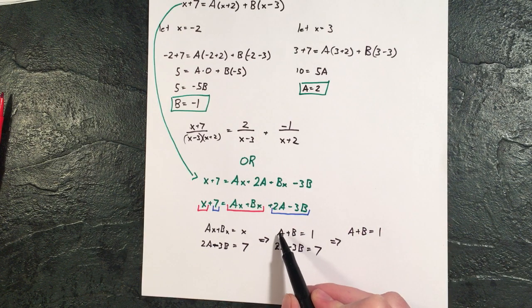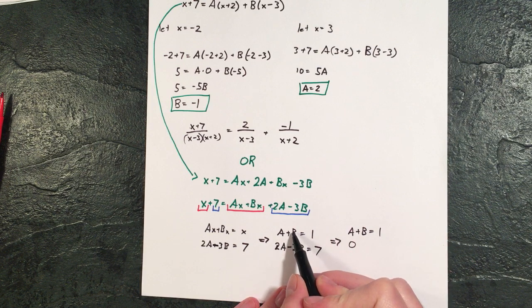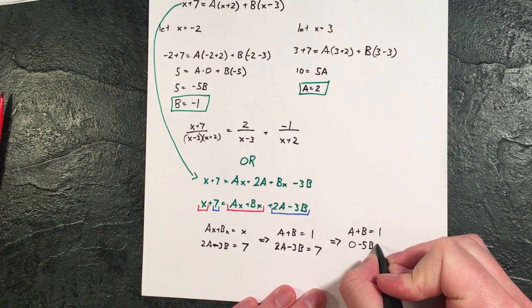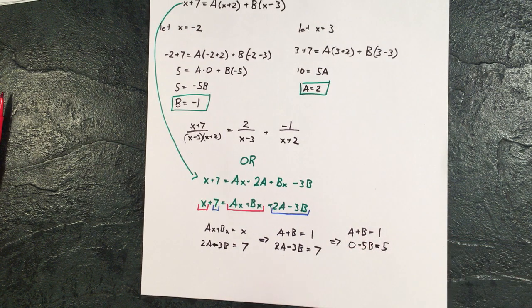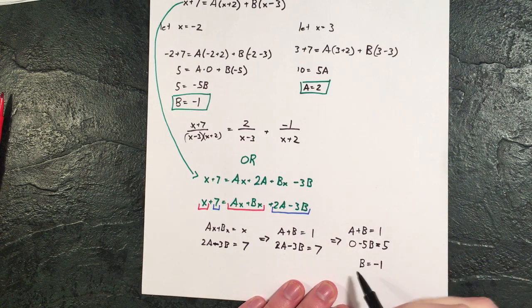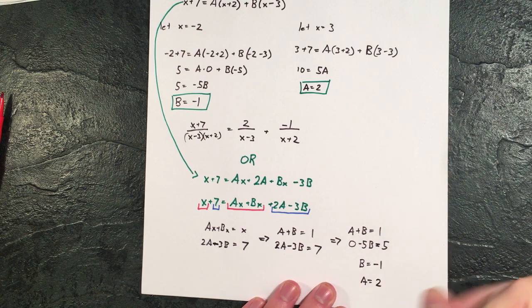2 times the first row gets us 2a. We subtract it there. There's nothing. 2 times the first row here is 2b. We subtract it here. Negative 5b. 2 times the first row subtracted here gets us 5. Oh, so from here we have b equals negative 1. If b is negative 1, that means a equals 2.